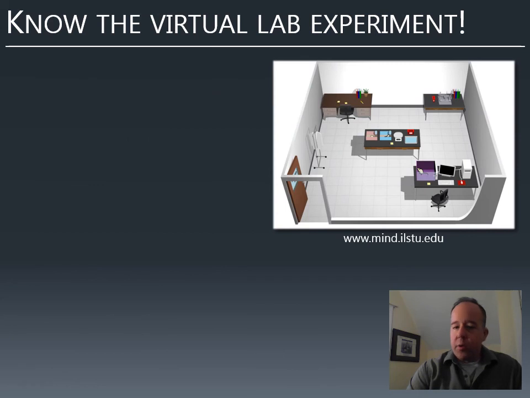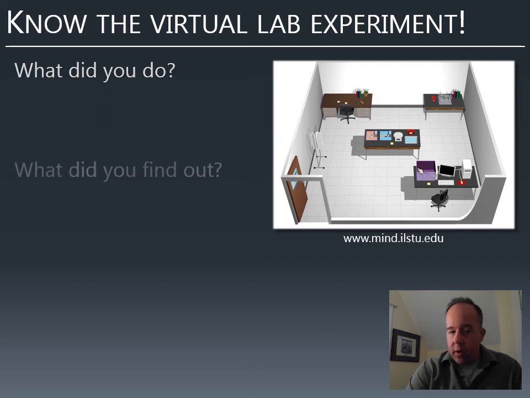And then finally, the virtual lab experiment that you completed. So know what the purpose of the study is. What is it that you're looking at? What neurotransmitter did you study? What drug did you study? What was the method? What did you do? So be able to describe that experiment in a paragraph in your own words.